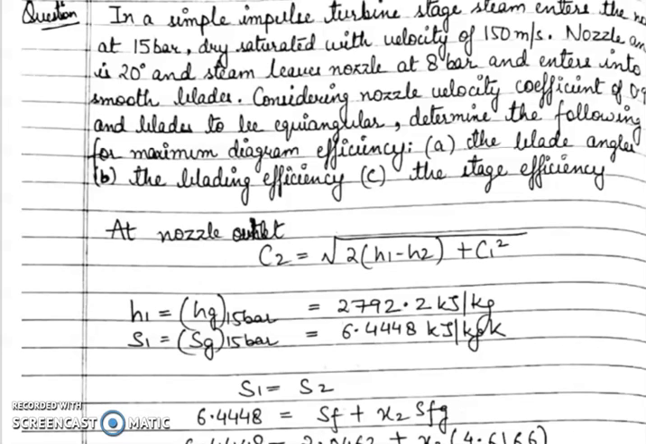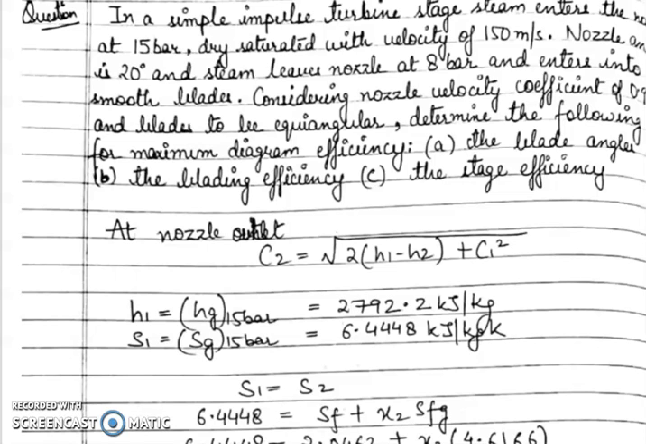So I'm going to discuss another numerical on a simple impulse turbine. The numerical reads: in a simple impulse turbine stage, steam enters the nozzle at 15 bar, dry saturated, with velocity of 150 meter per second. Nozzle angle is 20 degree and the steam leaves the nozzle at 8 bar and enters into smooth blades. Smooth blades means the friction is not there.